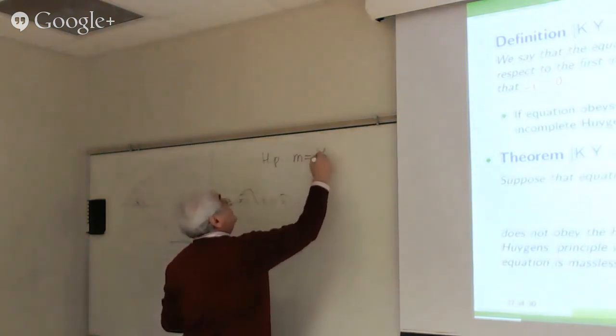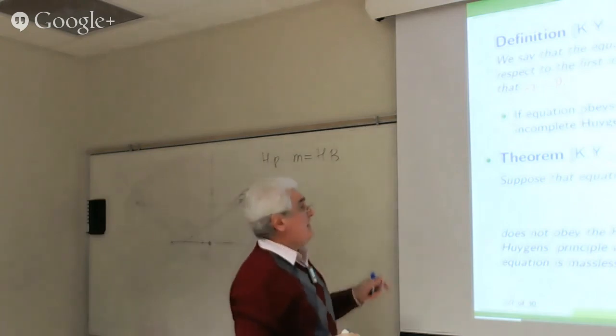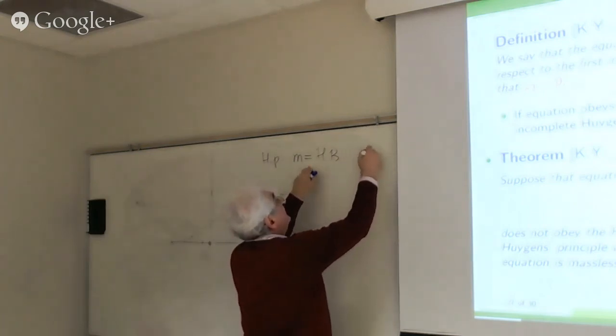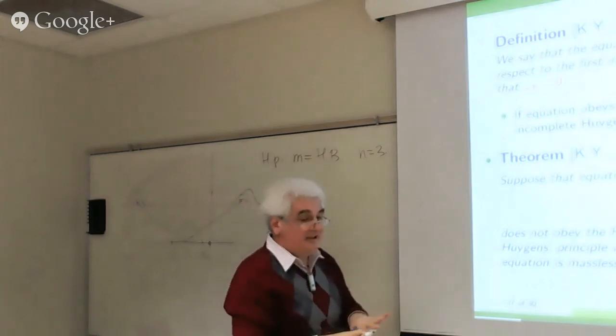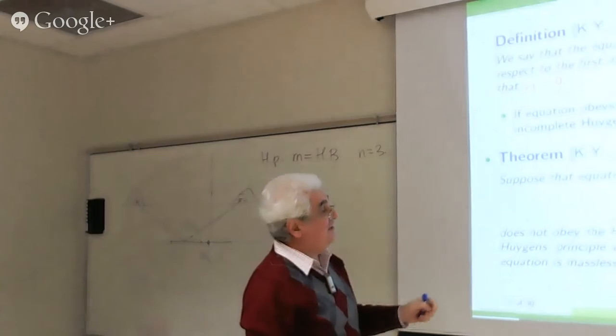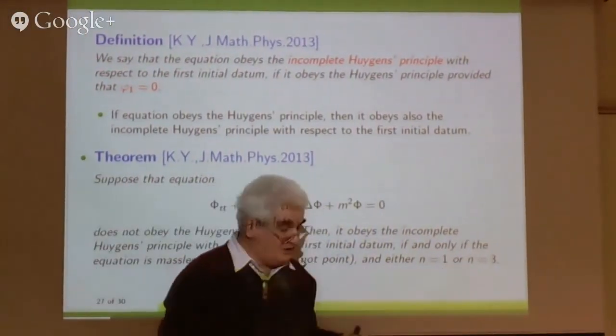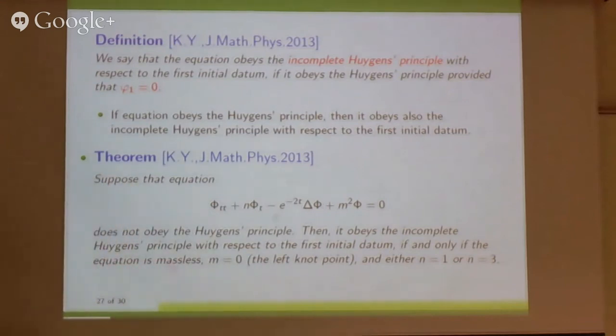The Higuchi bound, but for n is 3. But if we slightly relax this Huygens principle in this way, then it can be mass 0 and dimension 1 or 3. And now we got a second mass, 0 mass. We have the Higuchi mass and then 0 mass.